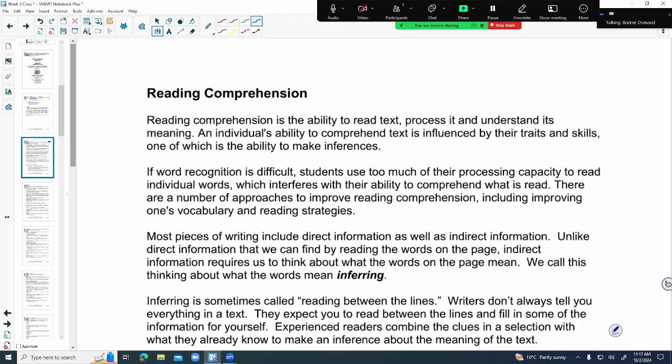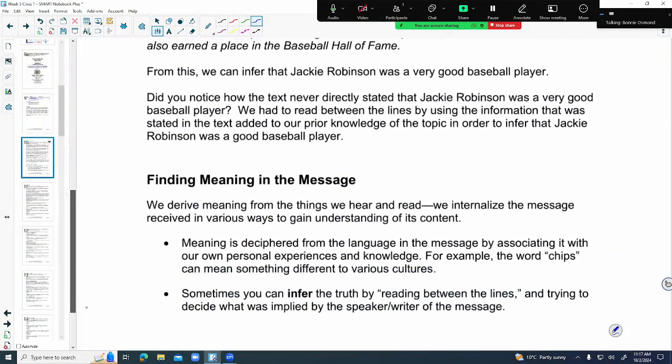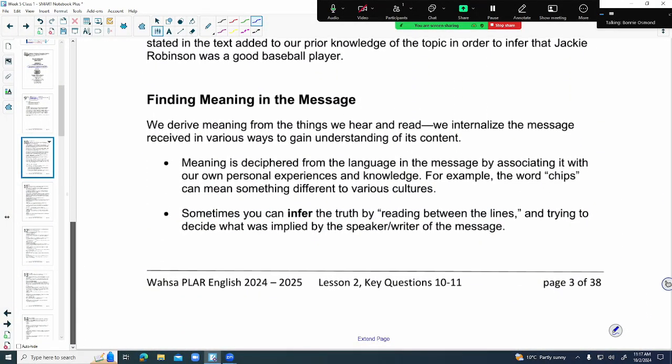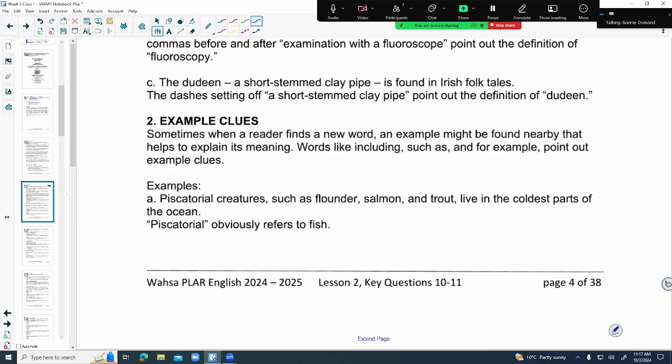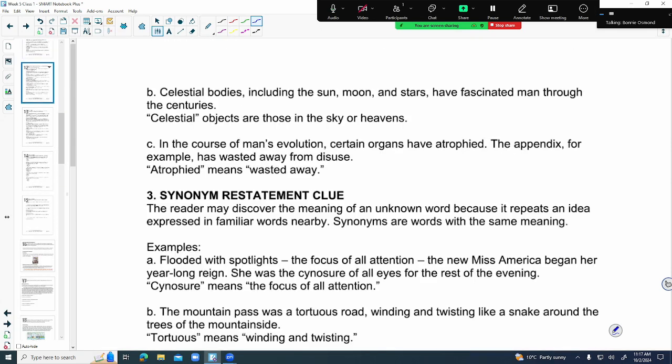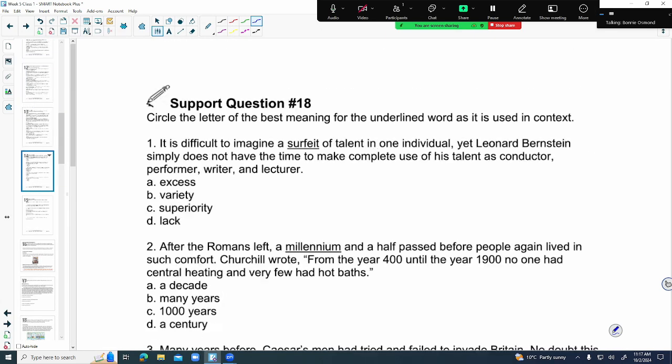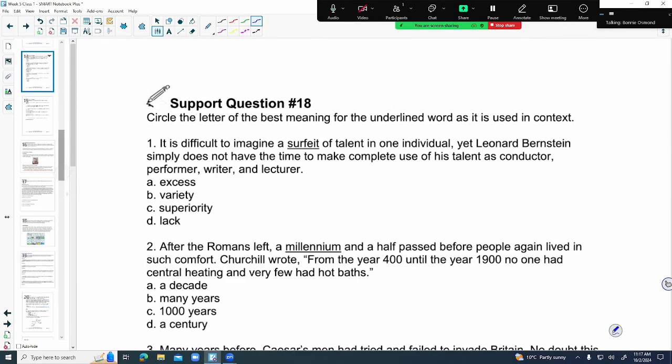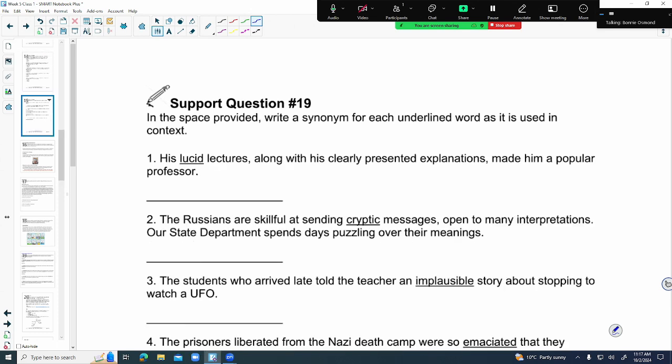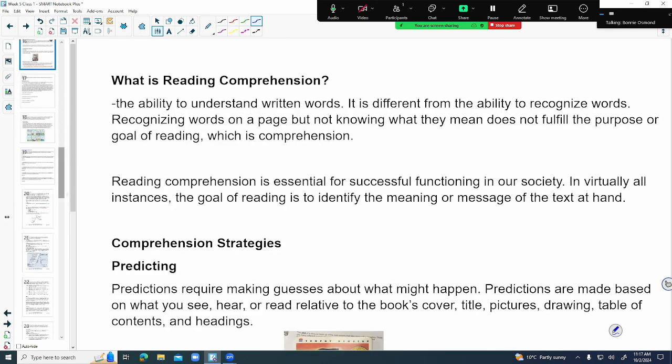Okay, so reading comprehension. There's information on reading comprehension in your lesson beginning on page 3, continuing on pages 4, 5, 6. Support question 18 is on page 7. This is a little bit about reading comprehension, and that continues on page 9, support question number 19. Make sure you do those support questions and then check your answers at the end of the lesson.